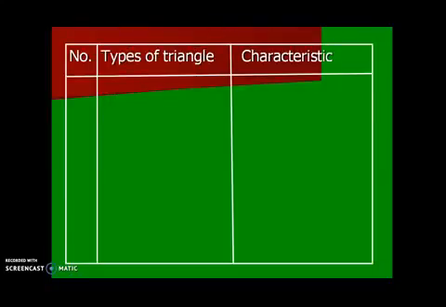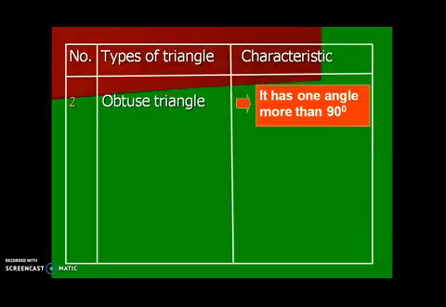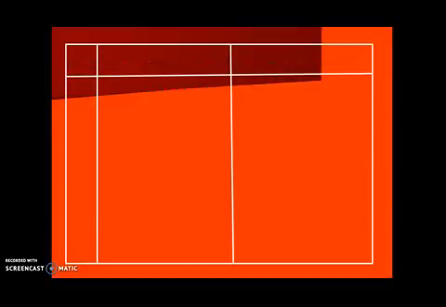Type number two is obtuse triangles. The characteristic is that it has one angle more than 90 degrees. This is the figure of an obtuse triangle. The angles are 30 degrees, the second 40 degrees, and the last 110 degrees.